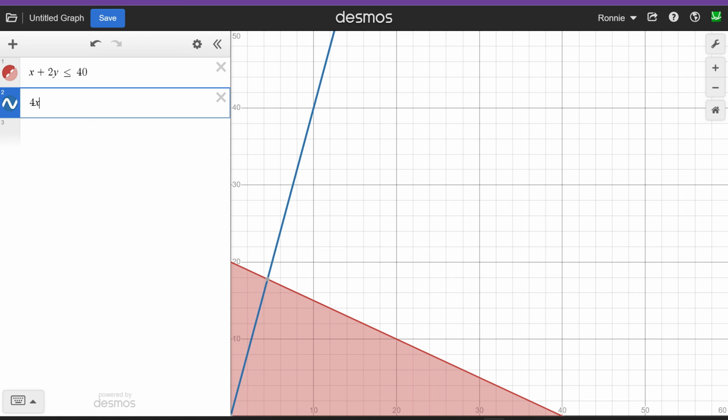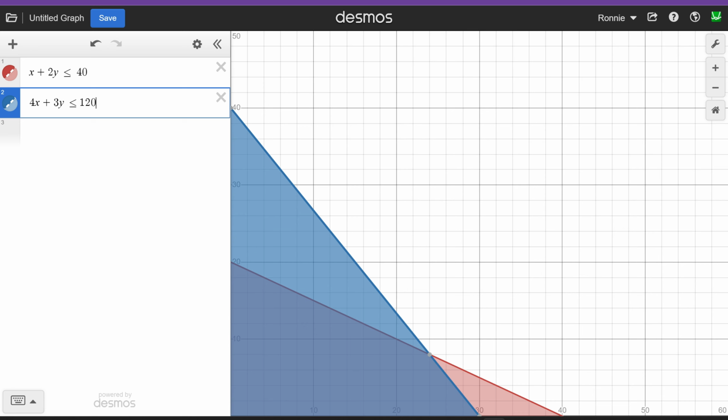These are the 2 things that you'll graph. The next one was 4x plus, and again, instead of using x sub 1 and x sub 2, I'm using x and y. X sub 2 will be my y. So 4x plus 3y, and we said this had to be less than or equal to. If you type the less than symbol and then the equal to symbol, it'll change it to the inequality less than or equal to for you. And we said this had to be 120, right?